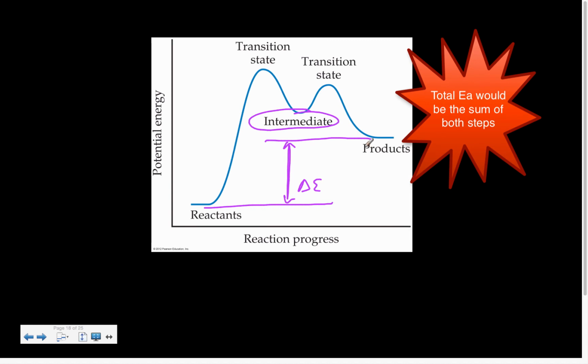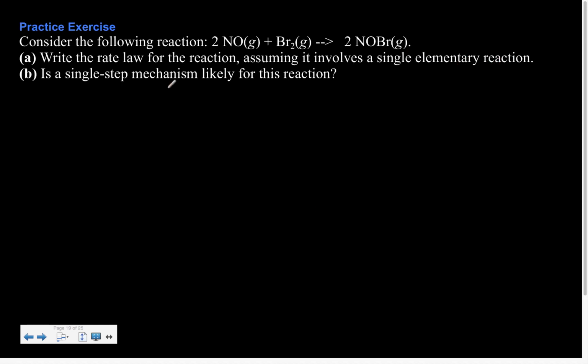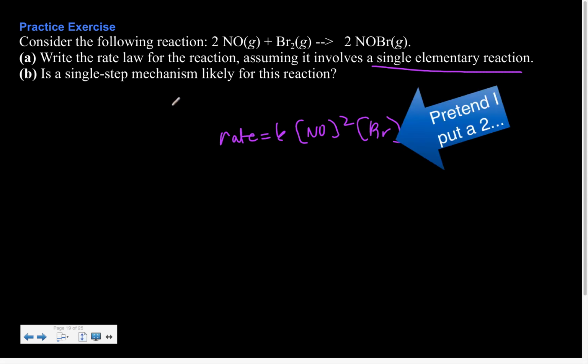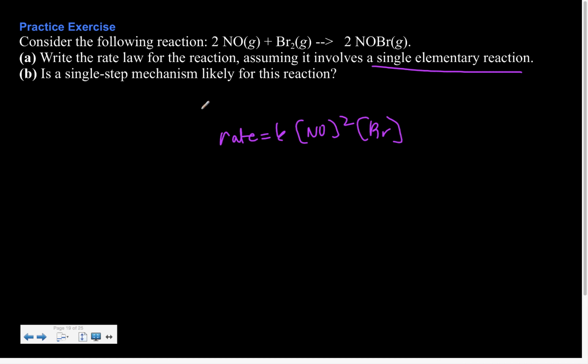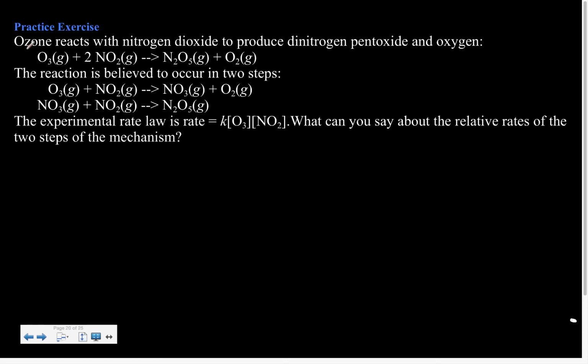Make sense? Okay. So a little bit of thinking about this. Consider this reaction. Write the rate law assuming it involves a single elementary reaction. If we assume this is a single elementary step, it's based on its molecularity, so my rate law would say rate is equal to K times NO squared times Br2 to the first power. Is a single-step mechanism likely? No, this is a termolecular process. It's saying that three molecules have to run into each other with the right amount of energy and the right orientation, which is virtually impossible. So not likely. It's not impossible, just not likely.